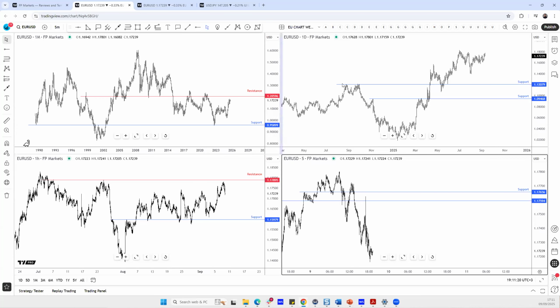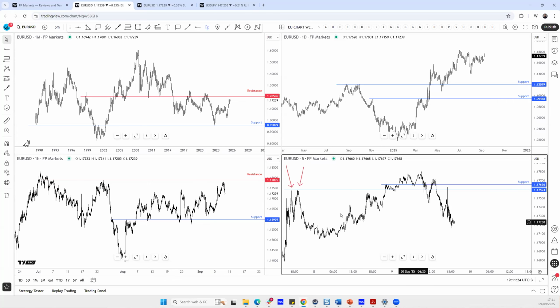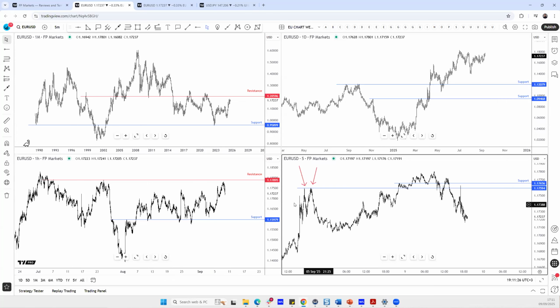So when I say minor supports, the M5 one here would be considered a minor support. It's had a couple of tests as resistance, and we've flipped to the upside, and then we've retested that area as support. So it's a minor support area.